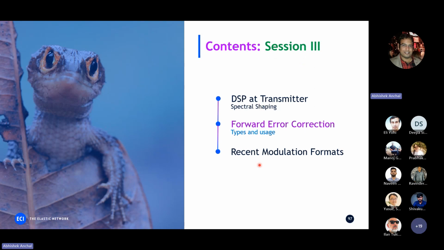If I'm going very fast, you can always stop me and ask anything. So next one is forward error correction.